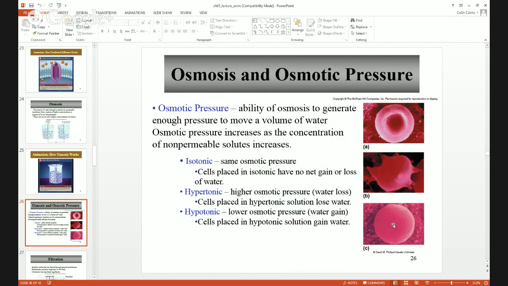If, on the other hand, you place the same cell in a hypotonic solution, or less solutes than the inside of the cell, it will take on water. It will gain water. So it's important to understand, if you put a cell in hypertonic, it loses water. If you put a cell in hypotonic solutions, they gain water.